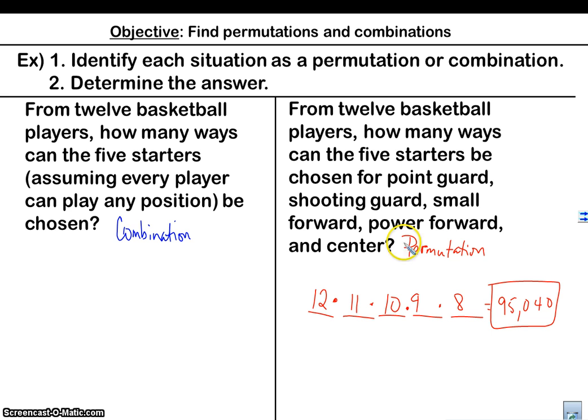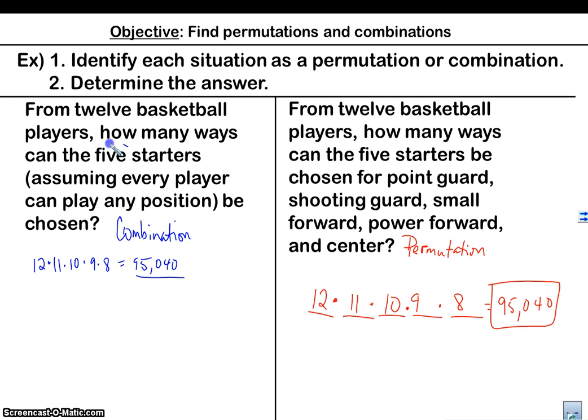All right, 12 players. Well, what about the combination? Well, the combination, remember, I'm going to take all of those ways, 12 times 11 times 10 times 9 times 8, and that's going to be 95,040. And I'm going to divide it by the repeats.